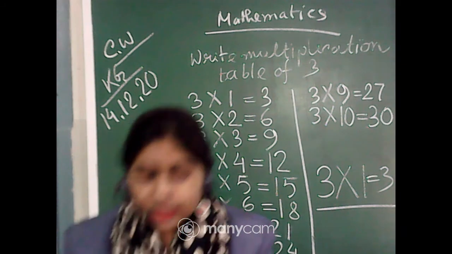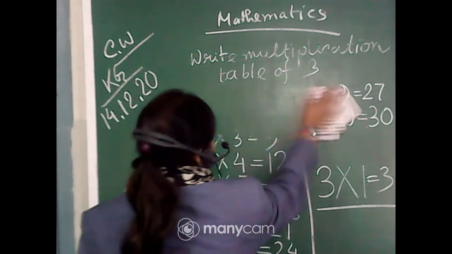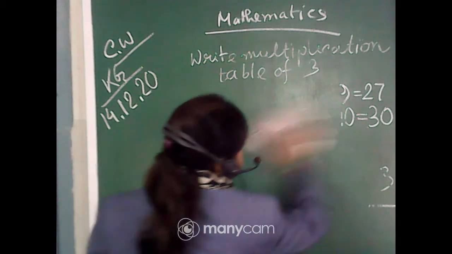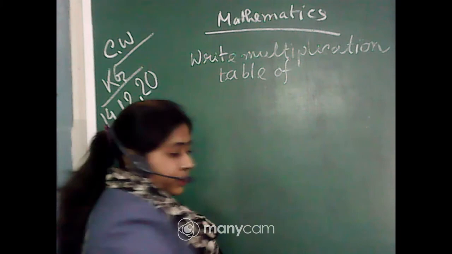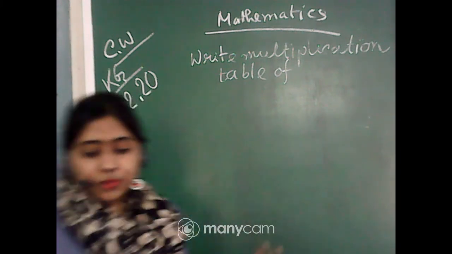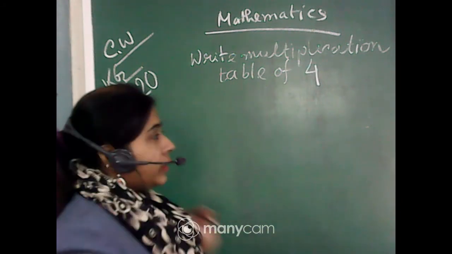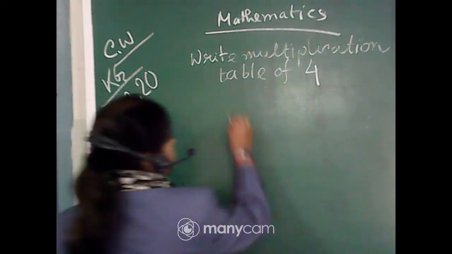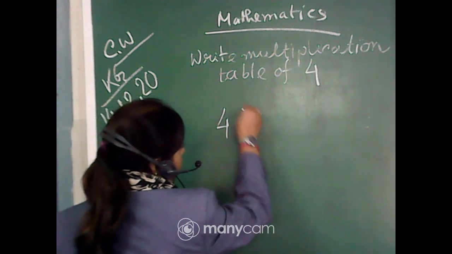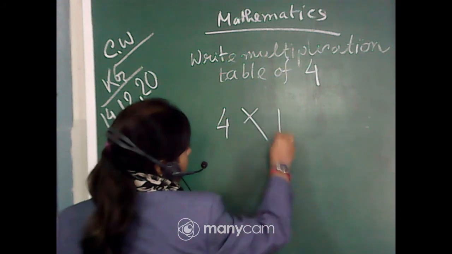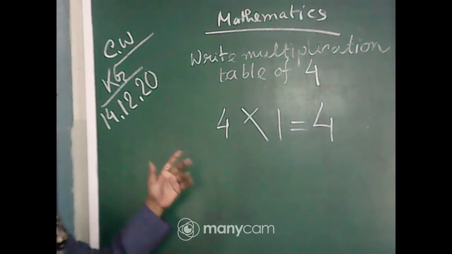Okay, now we are doing the next one, that is the multiplication table of 4, because you have already written the multiplication table of 3. Now we are doing the multiplication table of 4. So when you are writing like this, 4 multiplied by 1 is equal to 4. Have I written correctly?